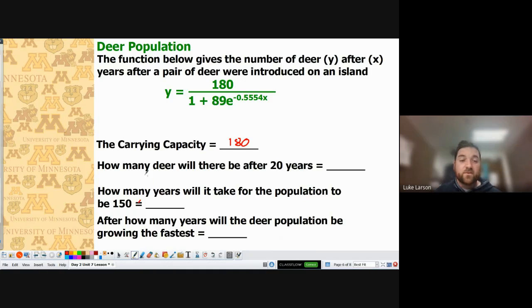So some other questions I want to know is how many deer will there be after 20 years? How many years will it take for the population to reach 150? So we know the max is 180. I want to know how many years it will take to get to 150. And after how many years will the deer population be growing the fastest?